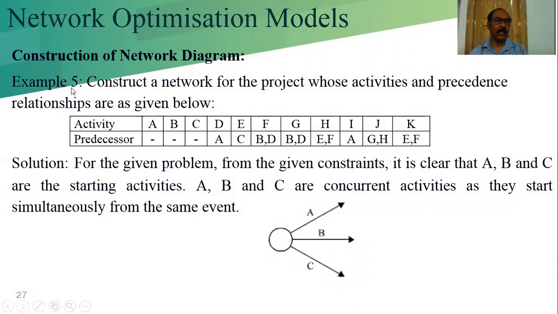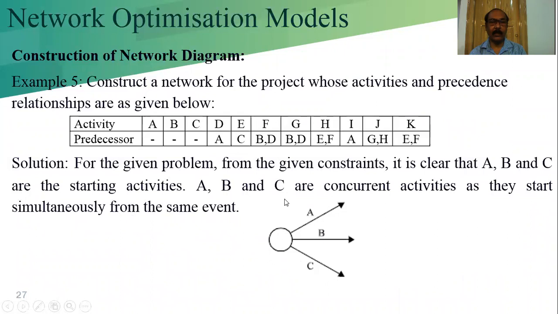Here I am considering example 5: construct a network for the project whose activities and predecessors are given. In the previous example, I already explained that when a number of activities go out from the same node, they occur simultaneously and can work parallelly. So these three are the concurrent activities. For the given problem, from the given constraints, it is clear that A, B, C are the starting activities. A, B, C are concurrent activities as they start simultaneously from the same event.